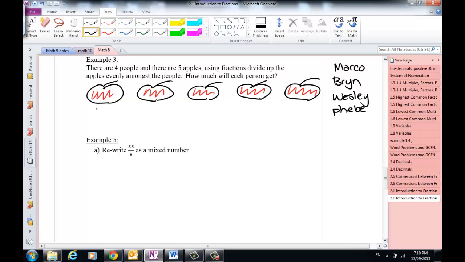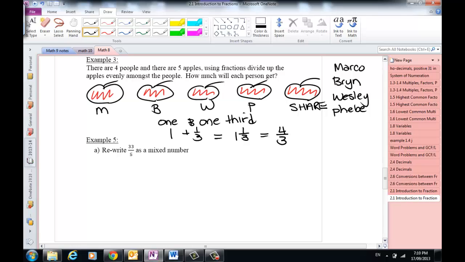Now, notice that I can give Marco a full one, Bryn a full one, Wesley a full one, Phoebe a full one, and then everyone has to share the last one. Therefore, each person will get 1 apple and 1/3. We can write this as 1 plus 1/3, or as a mixed number as 1 and 1/3, and as an improper fraction as 4/3.